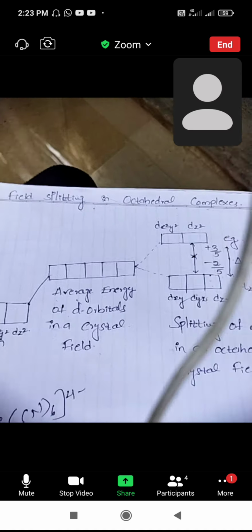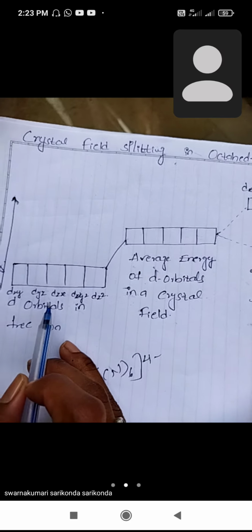Girls, is all of you able to see these notes? Okay.